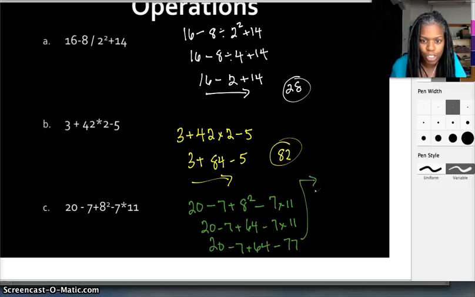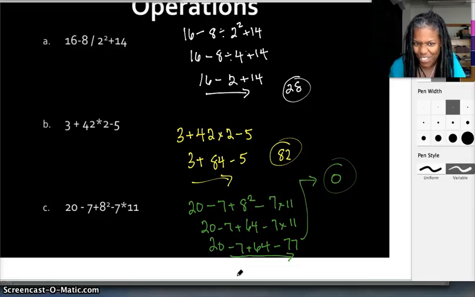The next thing I'm going to do is recognize that everything here is just going from left to right, addition and subtraction. They're equivalent. So I'm going to just go from left to right. 20 minus 7 is going to be 13. 13 plus 64 is going to be 77. 77 minus 77 is 0. All right? So those are my answers.